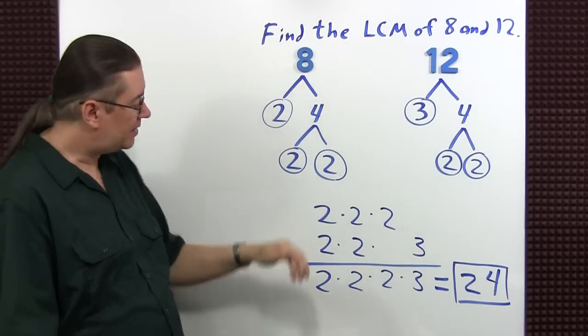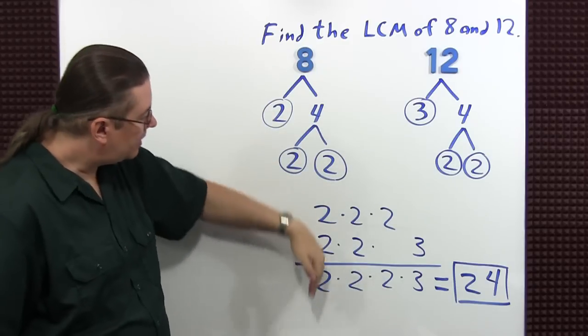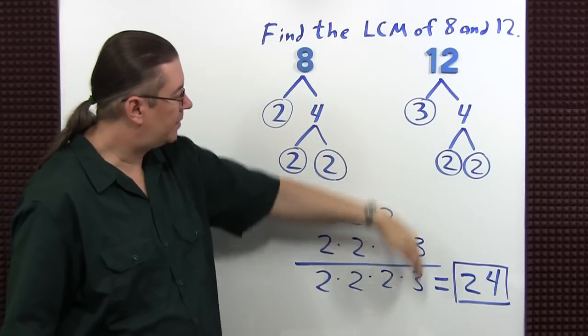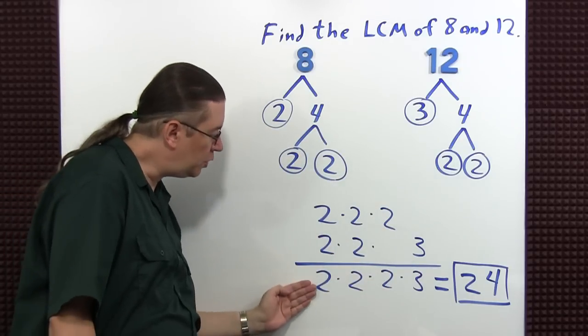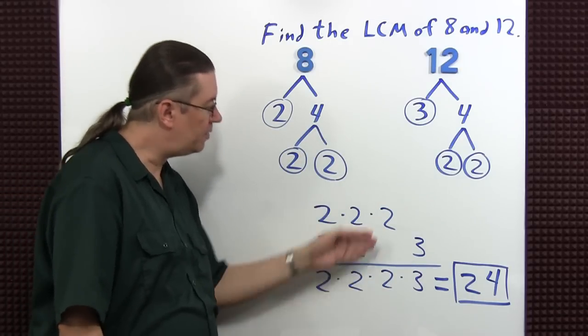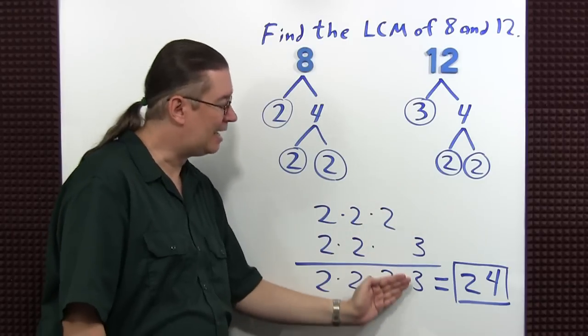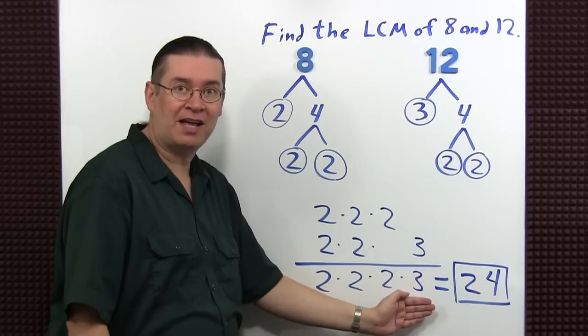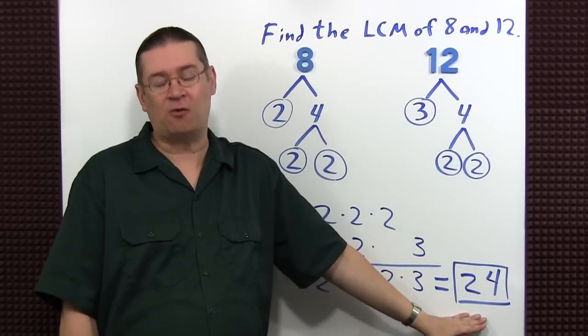Now for the final answer, just imagine you have arrows pointing down to give you the final answer. So you're going to have 2 times 2 times 2 times 3. Multiply all this together, you get the answer of 24.